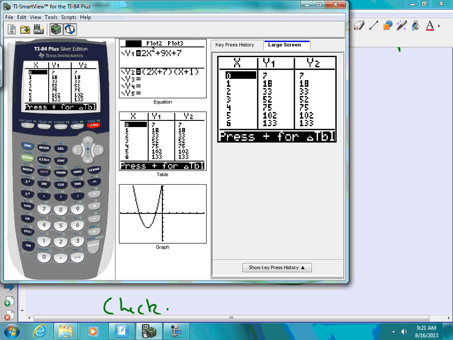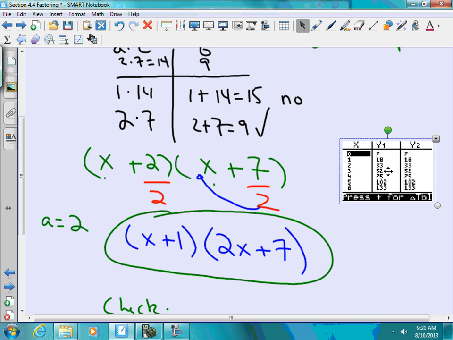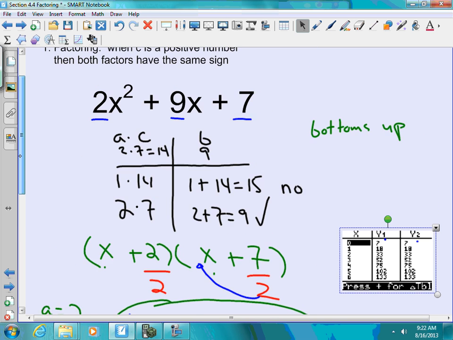When I look at my table, the cool thing that we see is that all the y values are the same. This is our first equation, the problem we started with, y1. y2 is the equation that we ended up with. We can see that they both have the same outputs. That's a good sign. That tells us that what we factored is equivalent to what we started with.